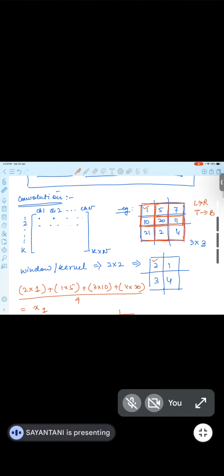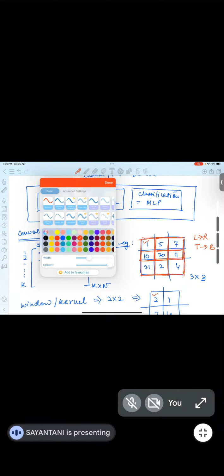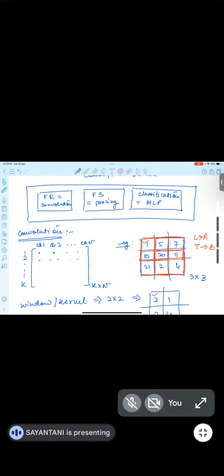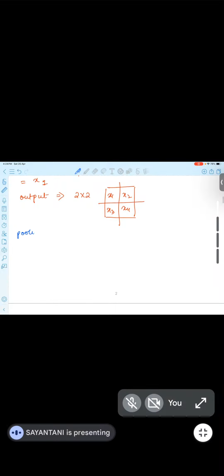Next, you have to go for feature selection, and the method via which it is accomplished in a convolutional neural network is called pooling. Now, what happens in pooling? Now, there are two types of pooling which is popularly used in CNNs. The first category is a max pooling, and the second category is average or mean pooling.